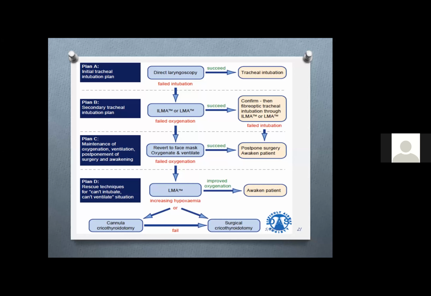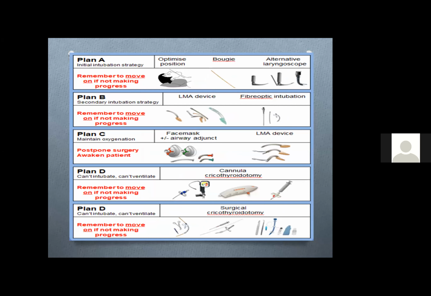If you cannot do it, you take a breath and you bag the patient and start thinking: if this is not an emergency situation, I will quit and wake the patient up if I'm sedating him. Or if this is an emergency, I need to intubate the patient, so you move again to the LMA or the surgical pathway. So direct scope, LMA, then bag the patient, then think, should you wake up the patient or proceed to surgical? This is how to put it all together.